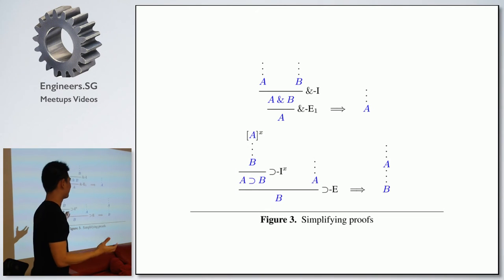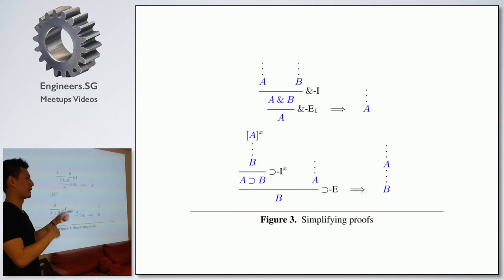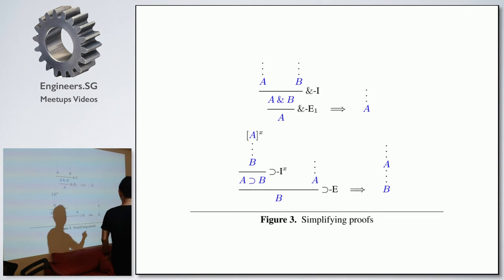Once you have a proof, you might build out a very, very big proof. But there are some parts in a proof where you might be doing roundabouts. For example, say somewhere in a proof you come to a conclusion that A is true, and somewhere you conclude that B is true, and then you use conjunction introduction to build A and B, and you eliminate the conjunction using conjunction elimination, then get A again.